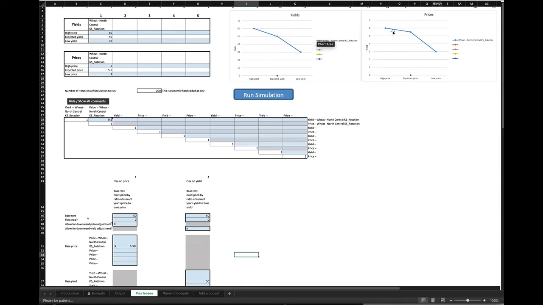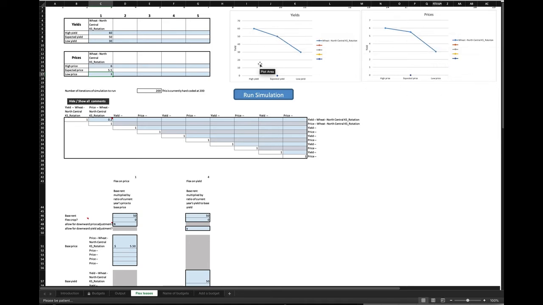So you notice here this graph kind of shows you that already. It shows you that I basically thought my highest yield was going to be 60, my lowest yield was 30, highest price 6, lowest price 3, and that shows up in my graph here. So again, we need to have our expected price in between the high and the low, and the same thing with the yields.